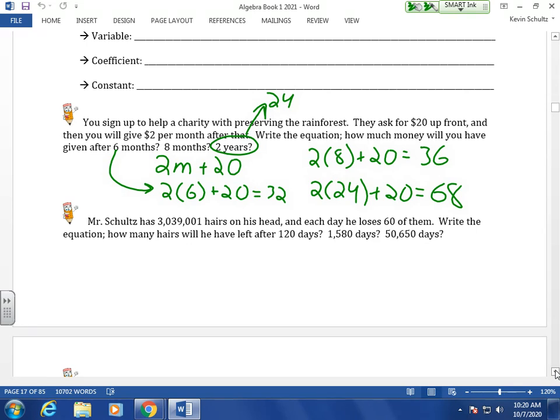The next one, Mr. Schultz has 3,039,001 hairs on his head, and each day he loses 60 of them. That's probably true. Write the equation. How many hairs will he have left after 120 days, 1,580 days, or 50,650 days? For starters, what's the equation here? What's going on? What's happening? Adam?